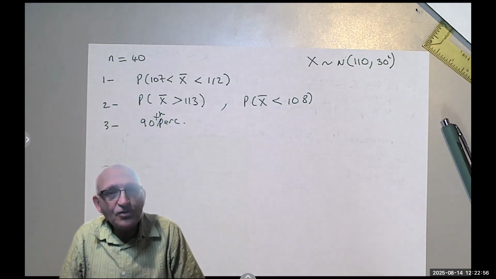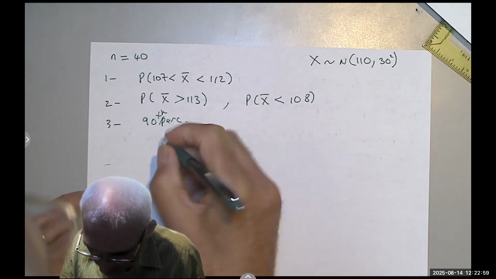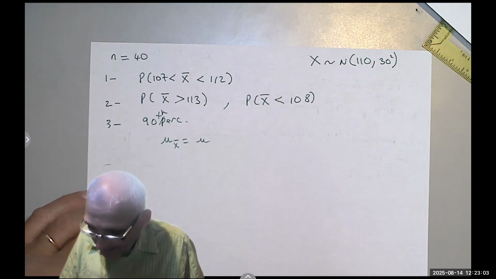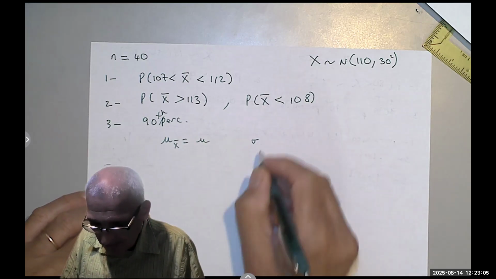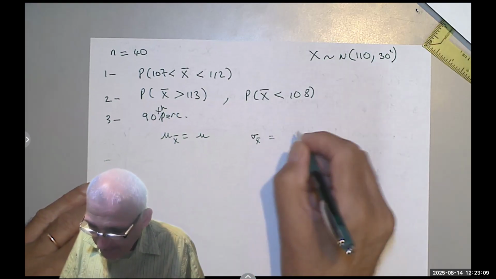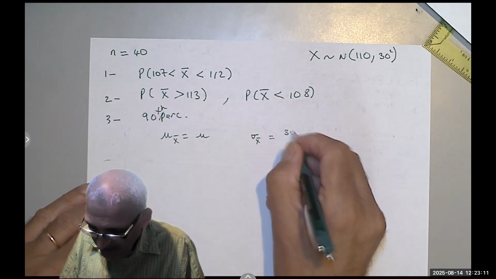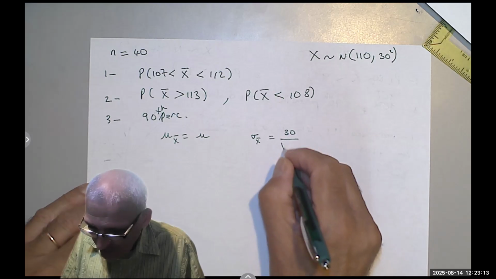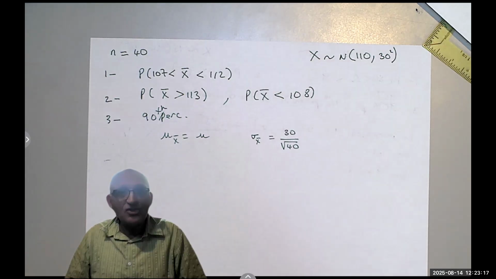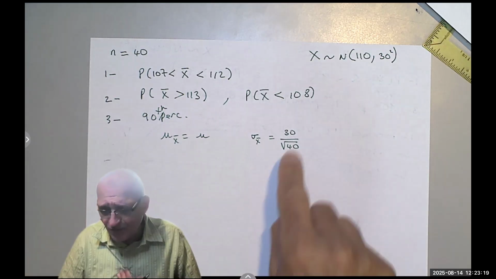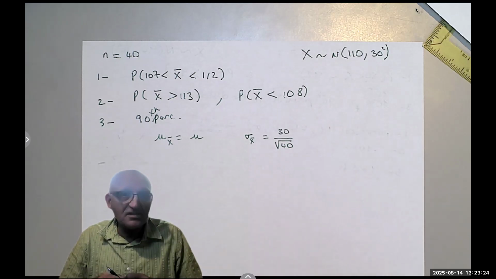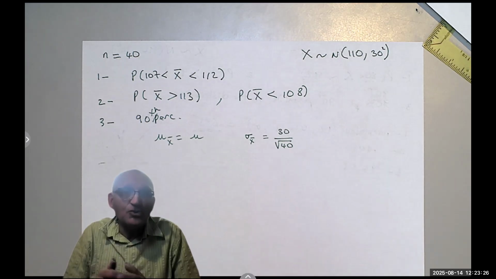So notice here, mu of x bar is the same as mu, but the sigma of x bar is sigma, which is 30, divided by the square root of n, which is square root of 40. So it gets very smaller. If that was 49, you get 1/7 of the original standard deviation. The error is reduced tremendously.